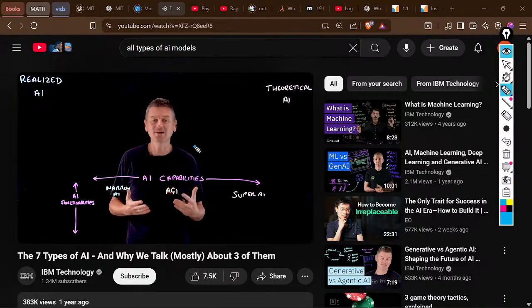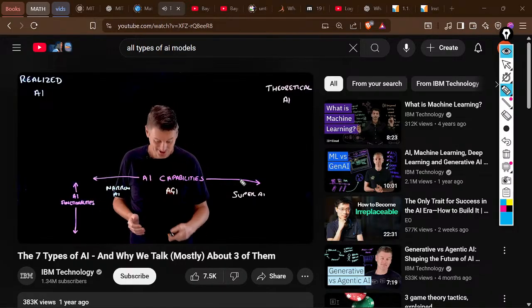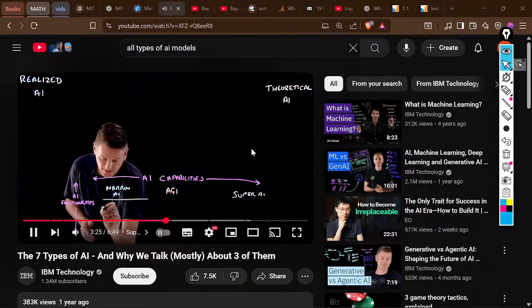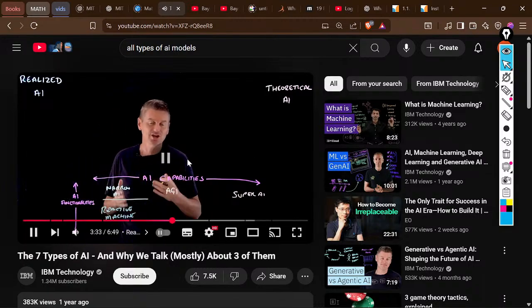And we're back in the real world of realized AI here, at least initially. So we can think of narrow AI as having two fundamental functions. One of those is reactive machine AI. Now, reactive machine.